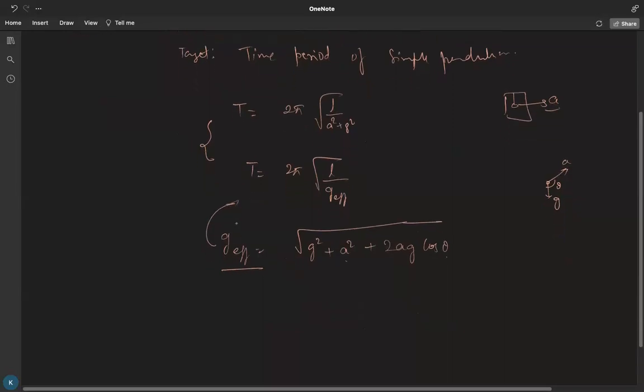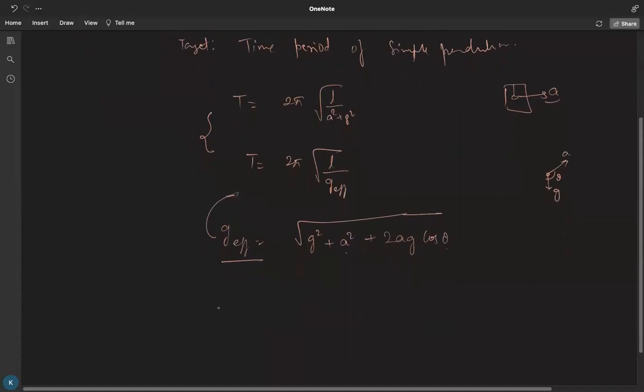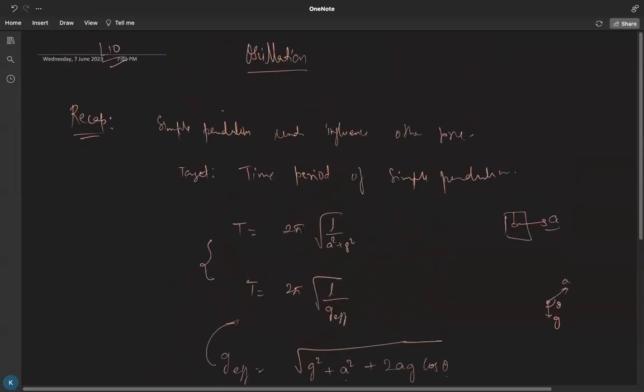The next thing we discussed was a car on a bridge, or on an inclined plane, in which a simple pendulum is kept. What is its time period? We found it to be 2π root under L by G cos theta, where theta is the angle of inclination. That means it does not depend upon the amplitude, it just depends upon the inclination angle. So these are the things we derived in our previous class.